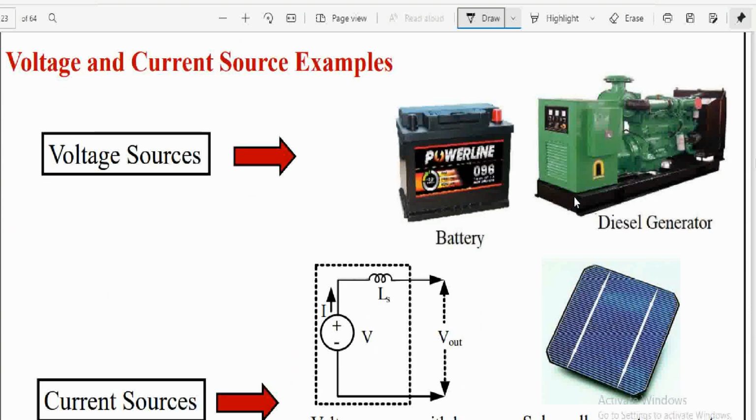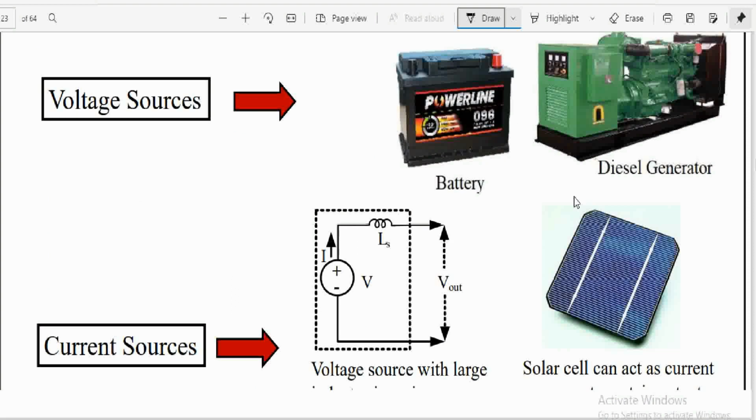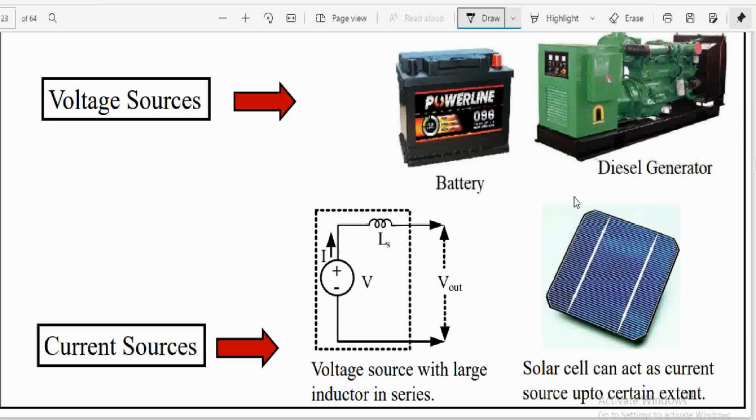So what are the examples for voltage sources? A battery is an example for a voltage source. A diesel generator is an example for a voltage source. For current sources, a solar cell can act as a current source up to a certain extent. A voltage source with a large inductor in series acts as a current source.